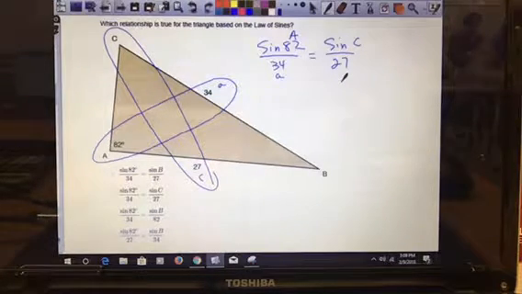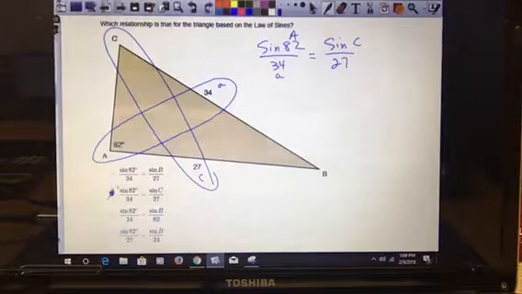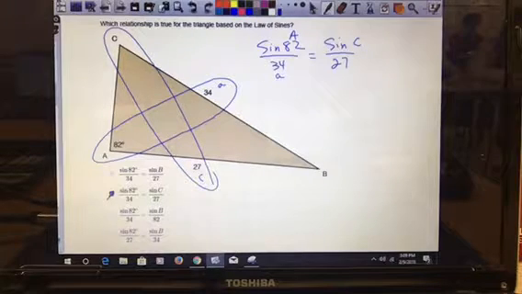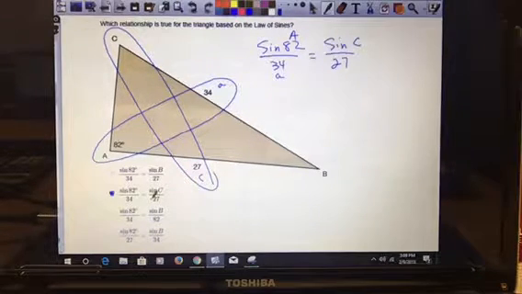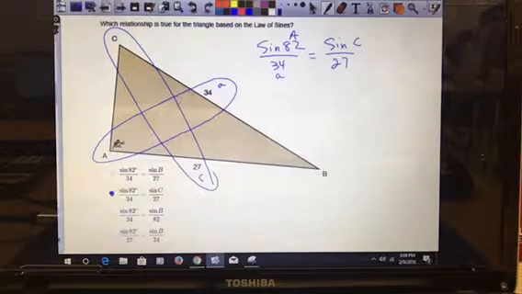So that's the one we're looking for. And that was this one right here. Sine of 82 over 34 equals the sine of C over 27. We don't have the little b or the big B, so we can't make a fraction out of that one. There's no pieces. We do have a little a and we do have big A, so that's one fraction we can make.